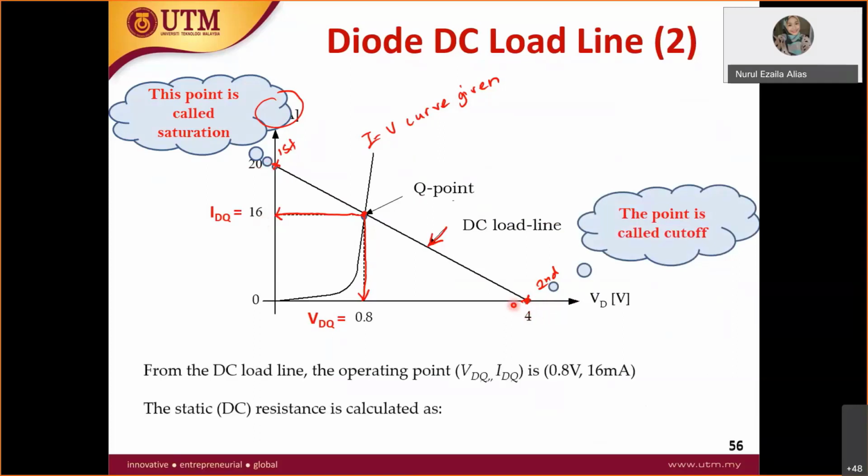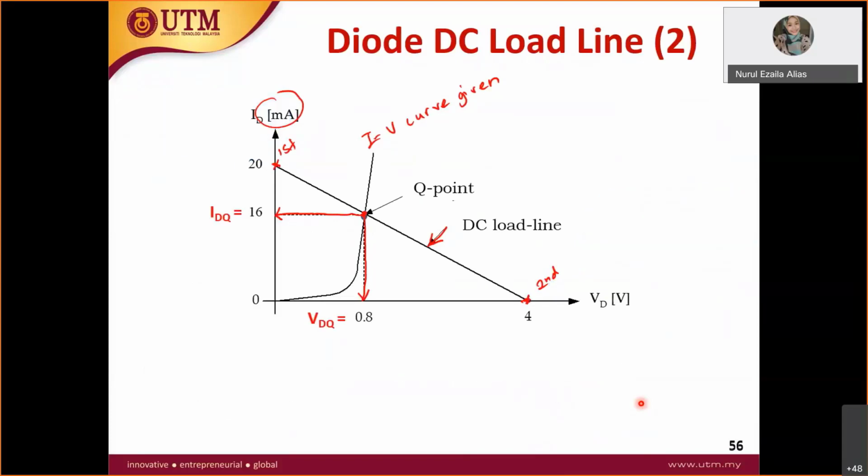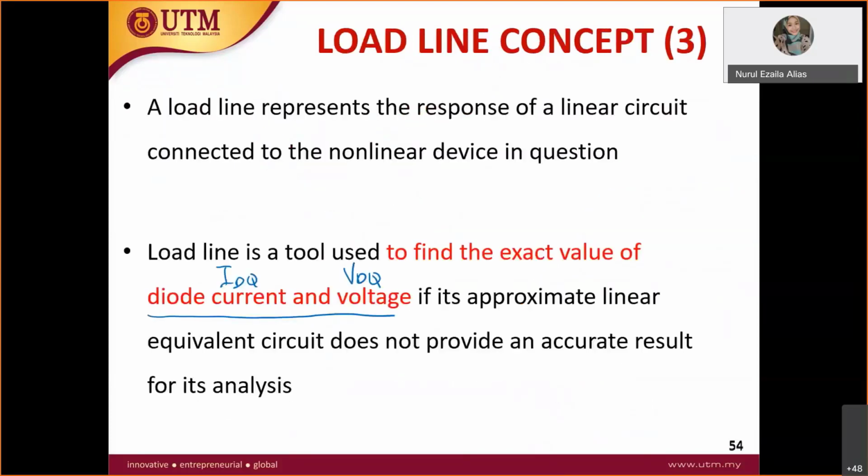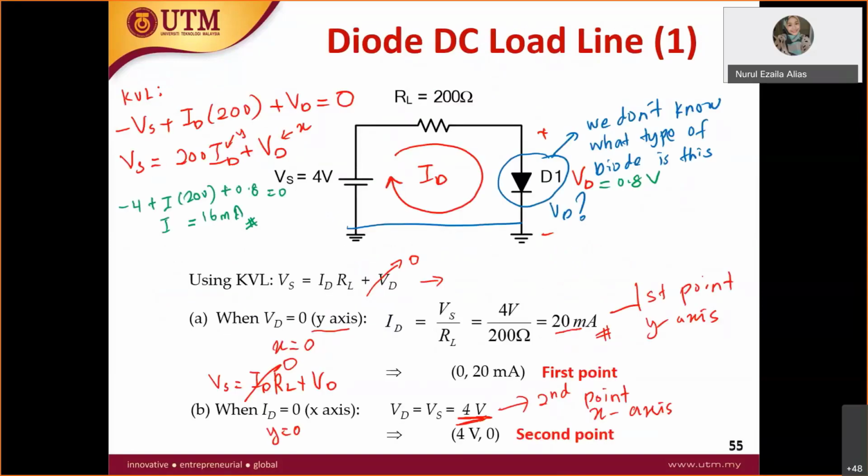So the operating point is 0.8 volt, 16 milliampere, and you can calculate the static resistance, which is equal to V over I, which is equal to 50 ohm. Now, this is your circuit. You have a voltage source, you have a resistor to control the current flow through the circuit, and then you have the diode. But the value of this resistor, as well as the value of this voltage source, will affect it.